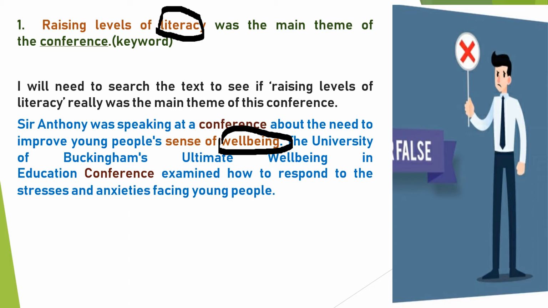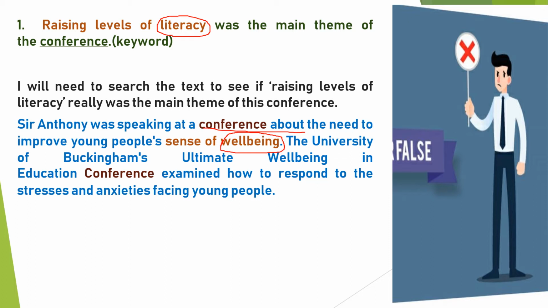Here the statement is saying the main theme was literacy, whereas what the paragraph is saying to us is that it is the conference about the sense of well-being. So it is contradicting the statement. So what we are going to say finally, literacy, well-being. Read once again and see. Conference about well-being, conference about literacy. So these are two different things.